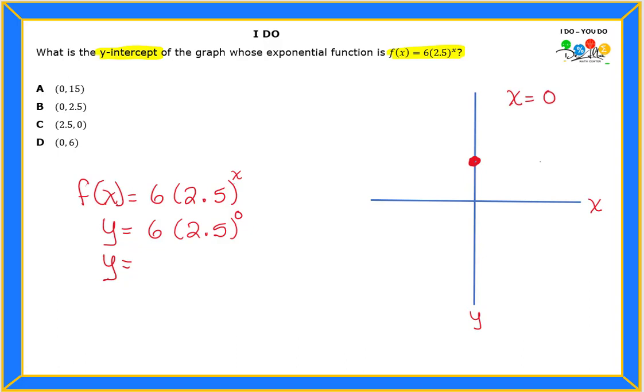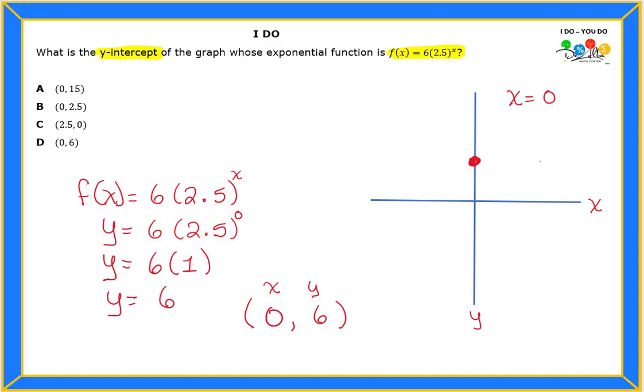So what happens when you raise something to the 0 power? You're always going to get a 1. No matter what number is raised to the 0 power, you're always going to get a 1. So you've got to remember that, okay? Anything raised to the 0 gives me a 1. That's the reason why I'm going to replace it with a 1. And 6 times 1 is 6. So this is what it means. The point that I'm looking for is when x is 0, the y value is a 6.